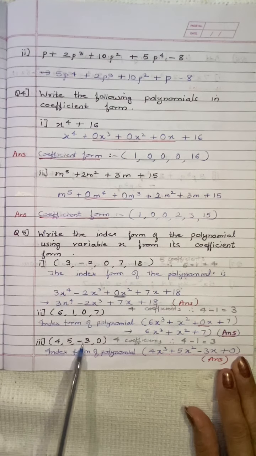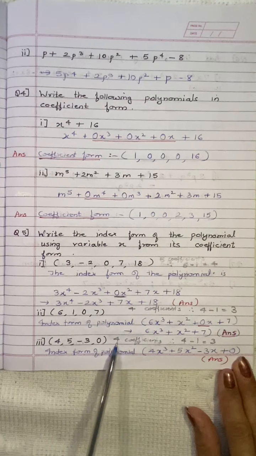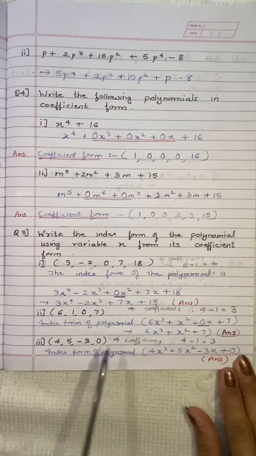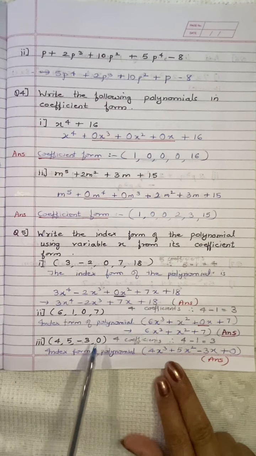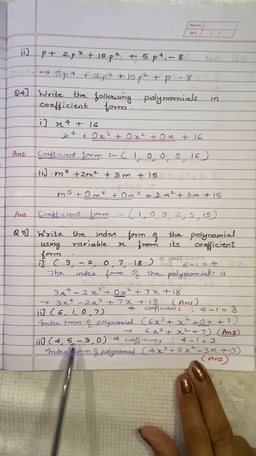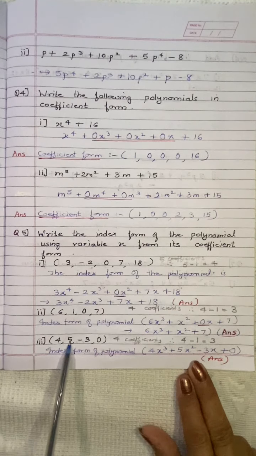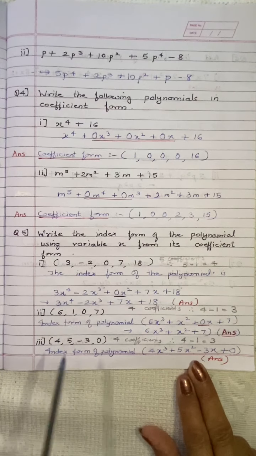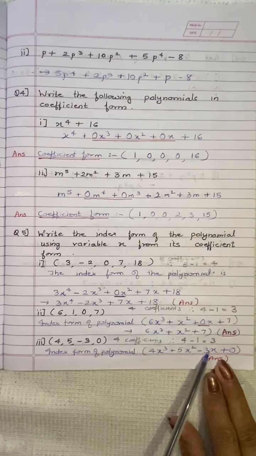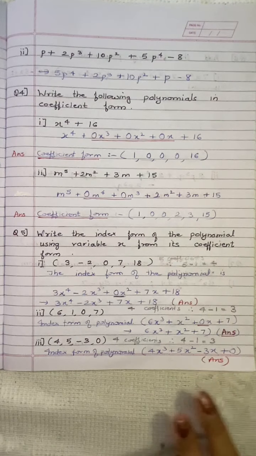Now 4, 5, negative 3 and 0. 4 coefficients minus 1 is 3. So 0 is the constant here. So the index form of the polynomial will be 4 with x cube, 5 with x square, and negative 3 with x. So 4x cube plus 5x square minus 3x plus 0.